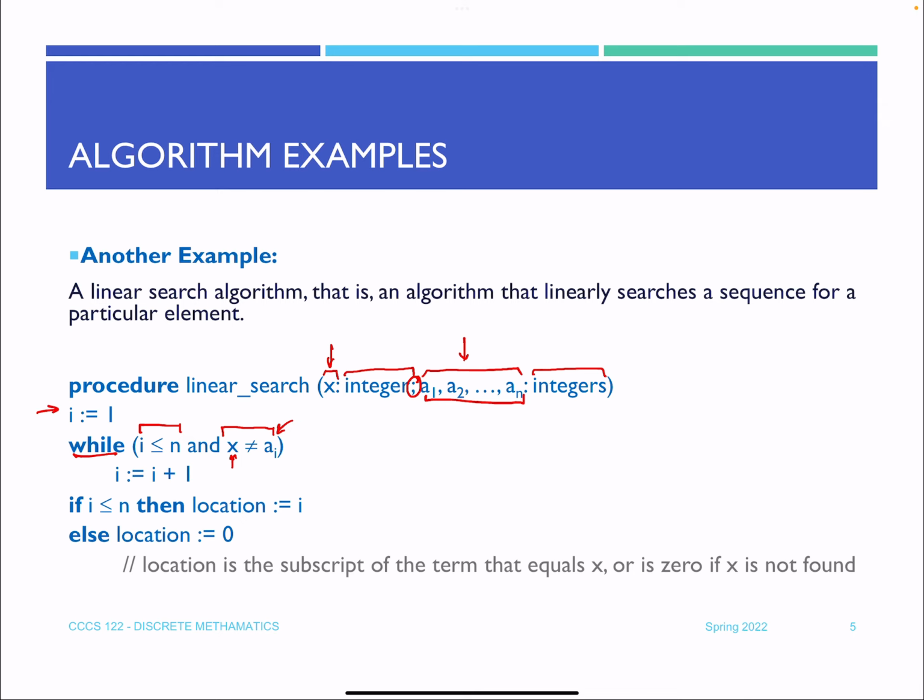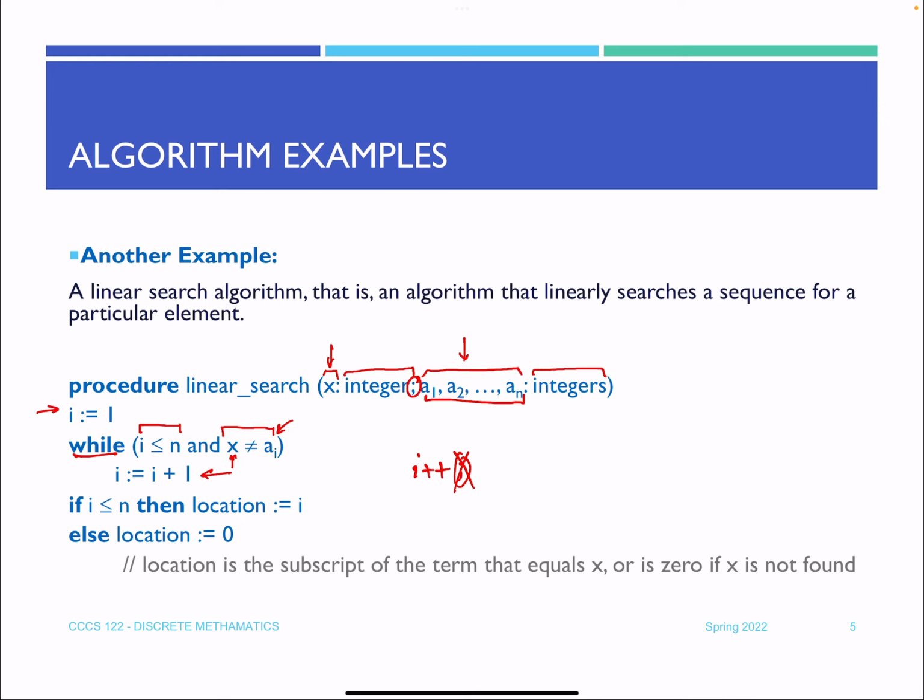And while that is the case, if x is not equal to a_i, i is incremented. Now, over here, the incrementation happens using this kind of traditional syntax of i equals i plus 1, but occasionally you can also see the post-incrementation syntax that you're used to from C. You might see something like that, without the semicolon, of course.